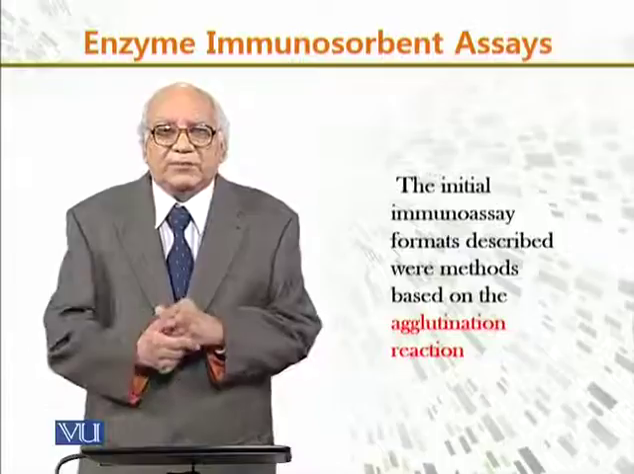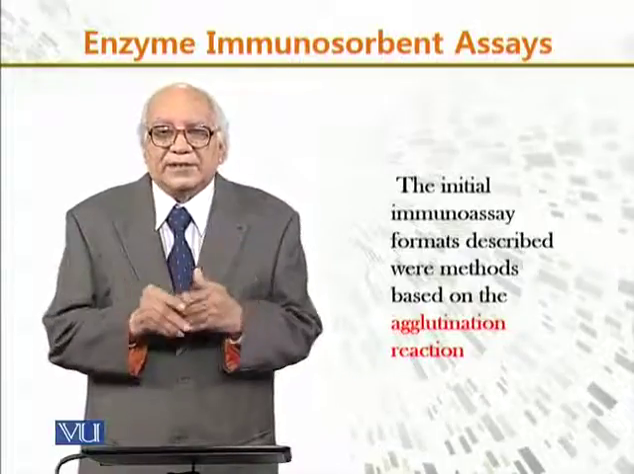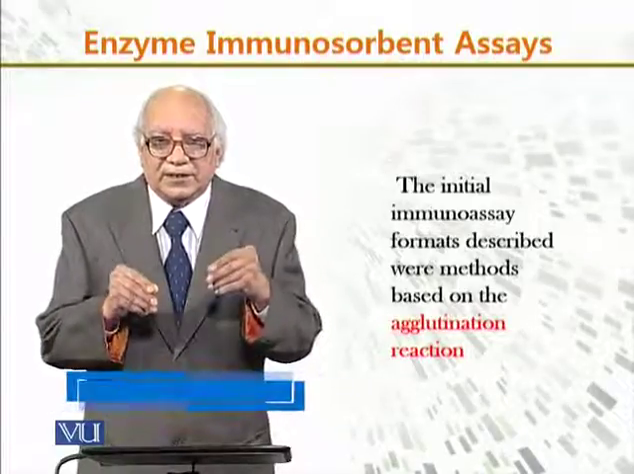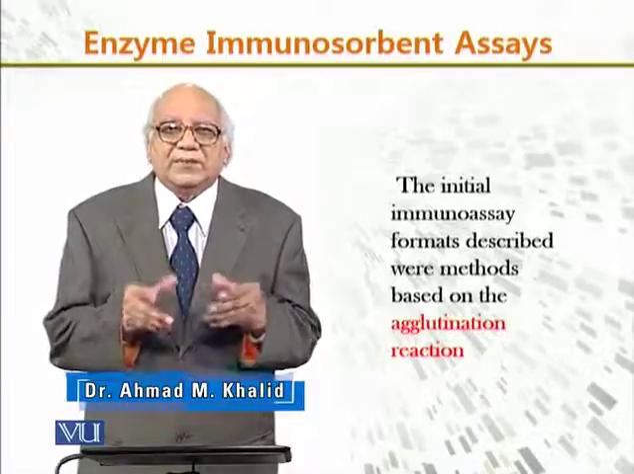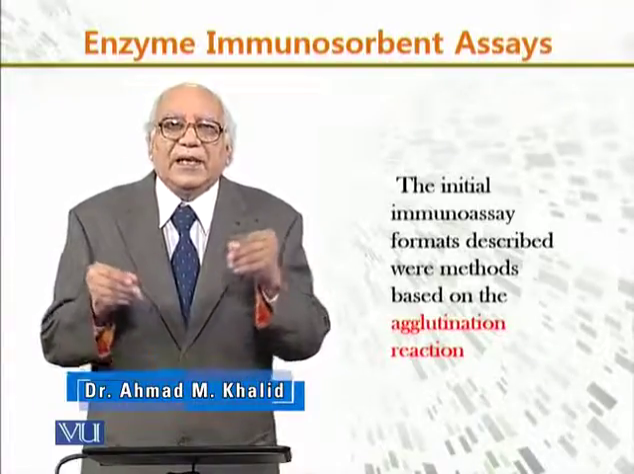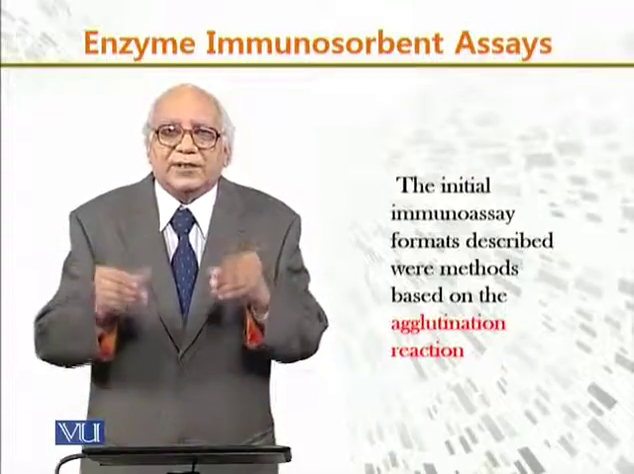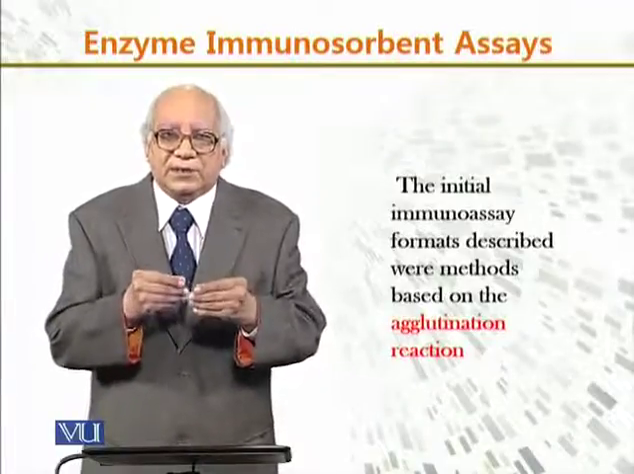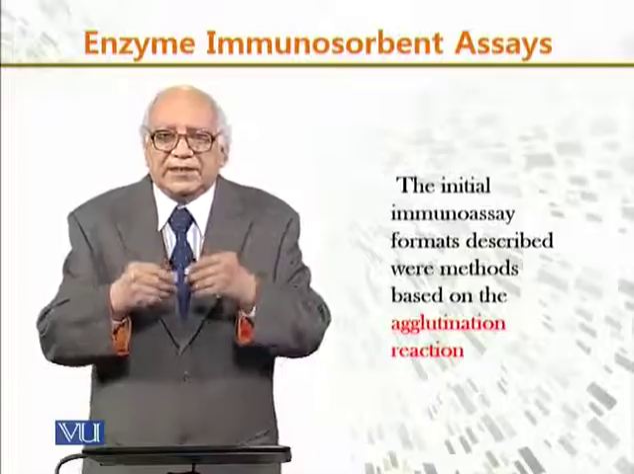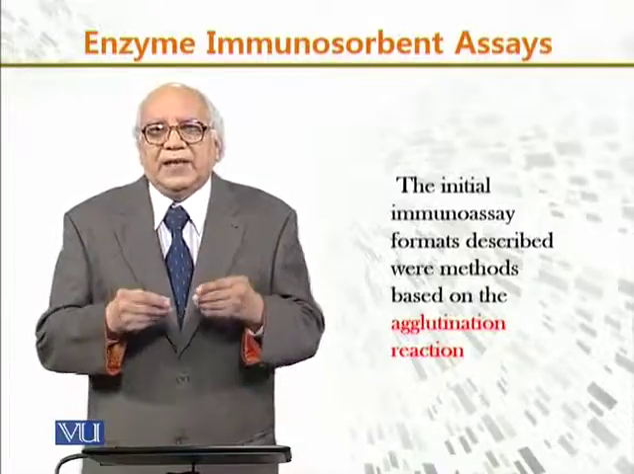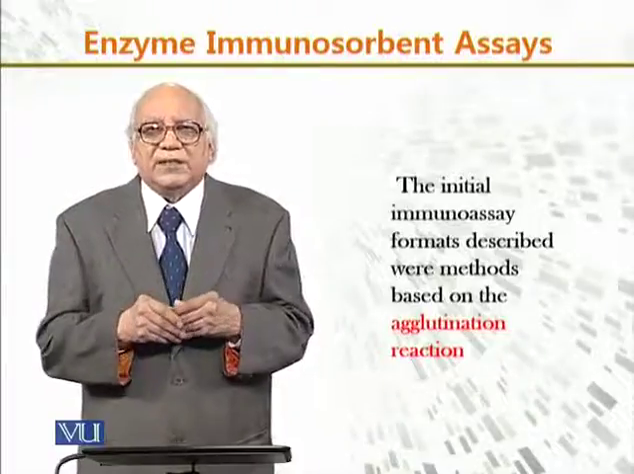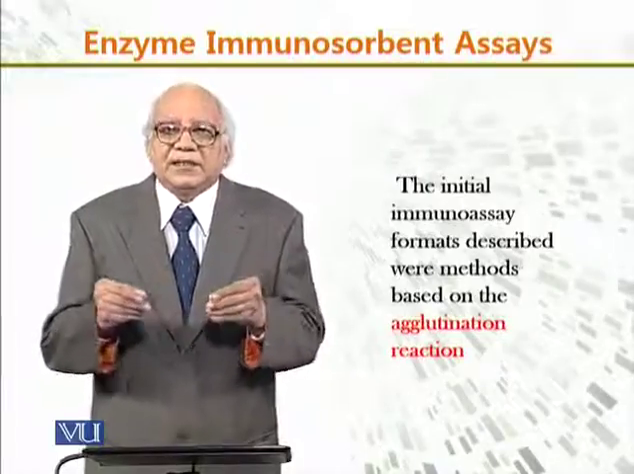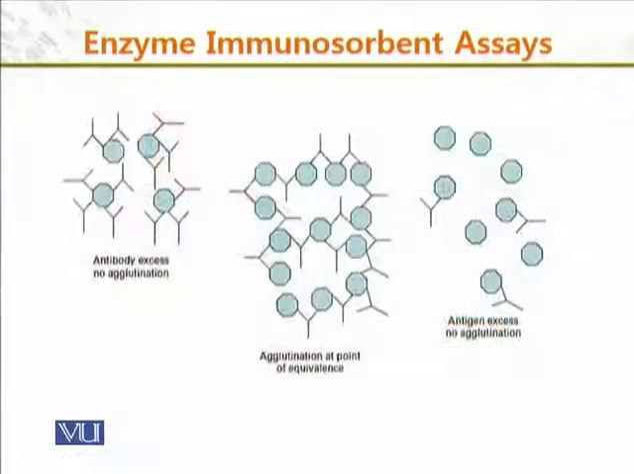Now, the initial immunoassay formats described were the methods based on the agglutination reaction. That is, when antibody and antigen are added together, agglutination occurs. Agglutination means precipitation, and from the degree of agglutination we can assay how strong the antibody is that is present.